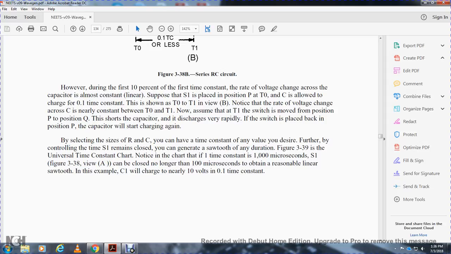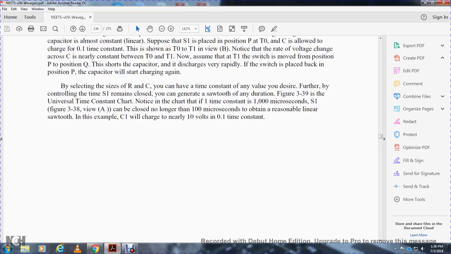Figure 339 is a universal time constant chart. Note that with the chart, for 1 time constant and 1000 microfarad, switch 1 in figure 338 view A can be closed no longer than 100 microseconds to obtain a reasonably linear sawtooth. For example, the capacitor will charge to nearly 10 volts in 1/10 of the time constant.